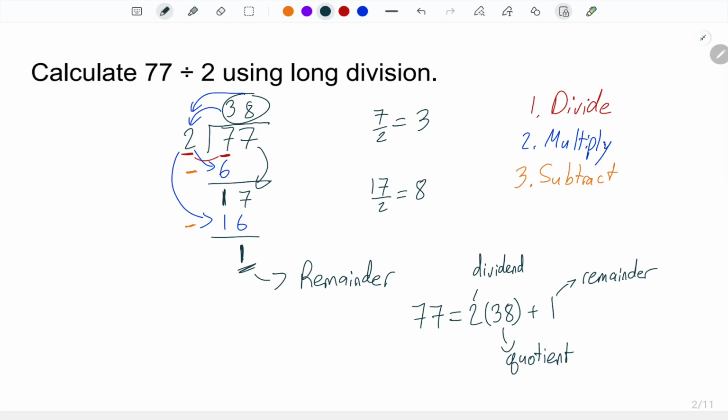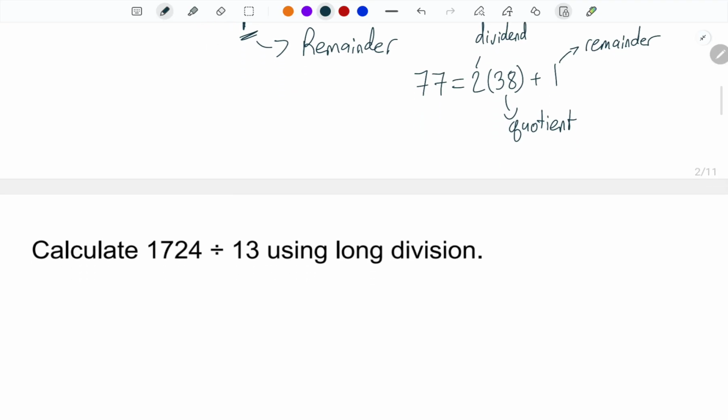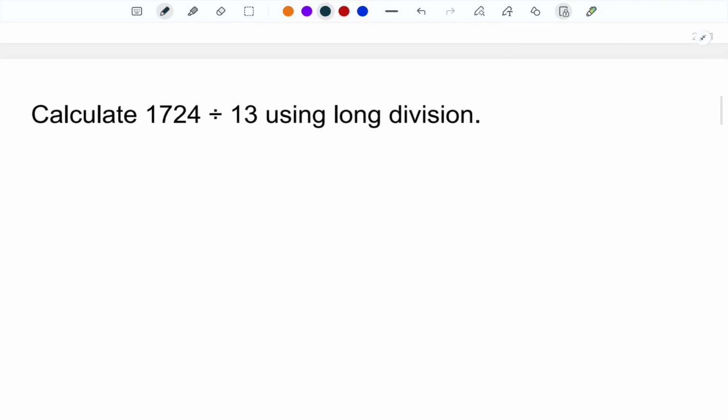Okay, let's practice that with a little bit of a bigger situation. So 1724 divided by 13. So we'll write 1724, with 13 out in front. We can't divide it into the 1, but we can do it into the 17. So let's just do that to the side. 17 over 13. Well, one set of 13 is the biggest thing that you can fit into 17. So we write a 1 there.